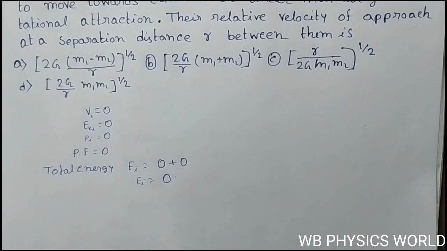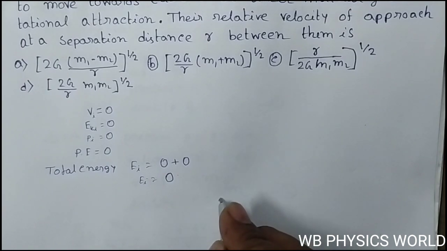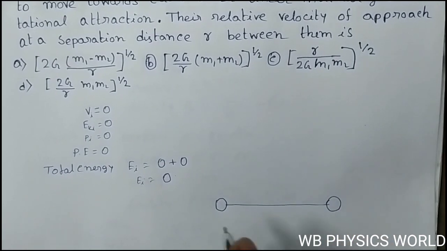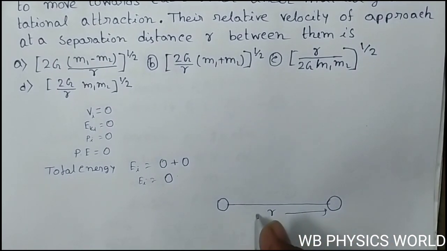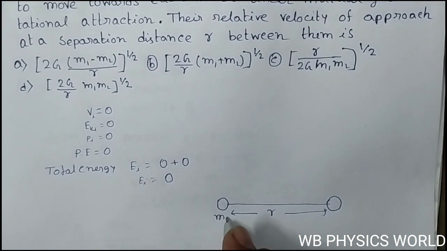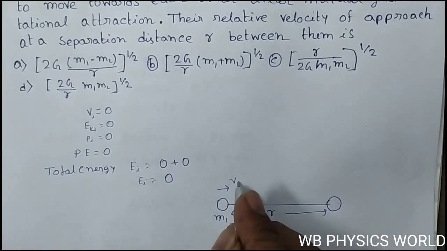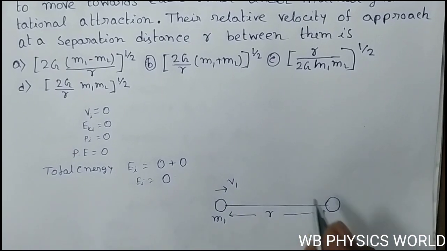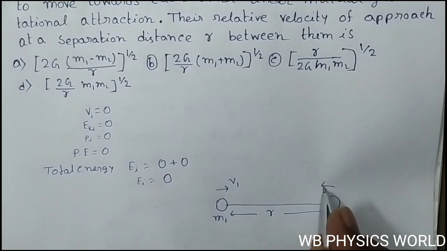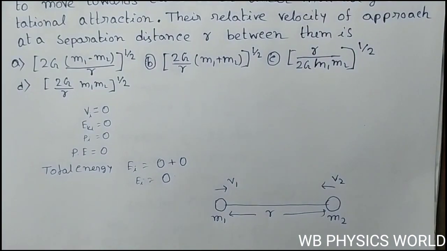Now the bodies move towards each other, and when the separation between the bodies is r, the velocity of the body which has mass m1 is v1, directed in this direction, and the velocity of mass m2 is v2, directed opposite to that of mass m1.